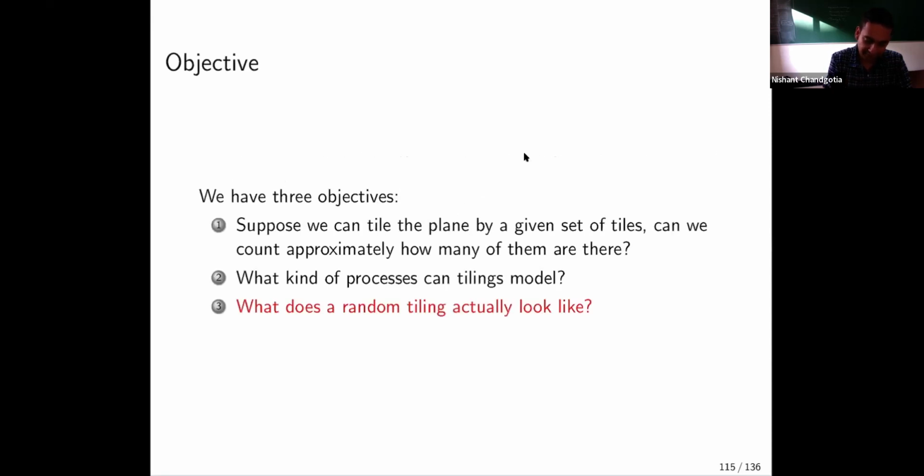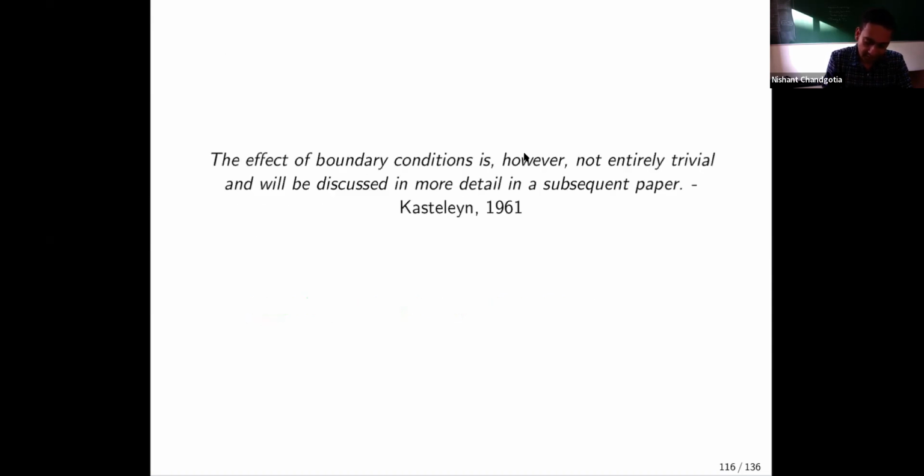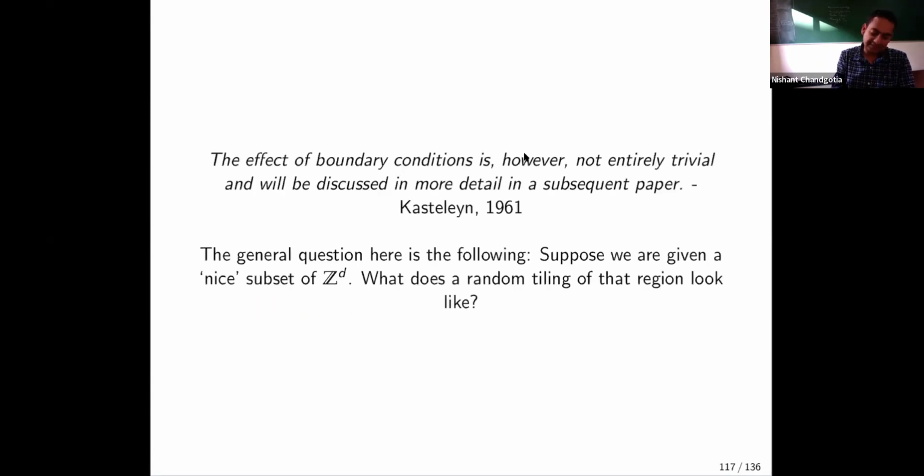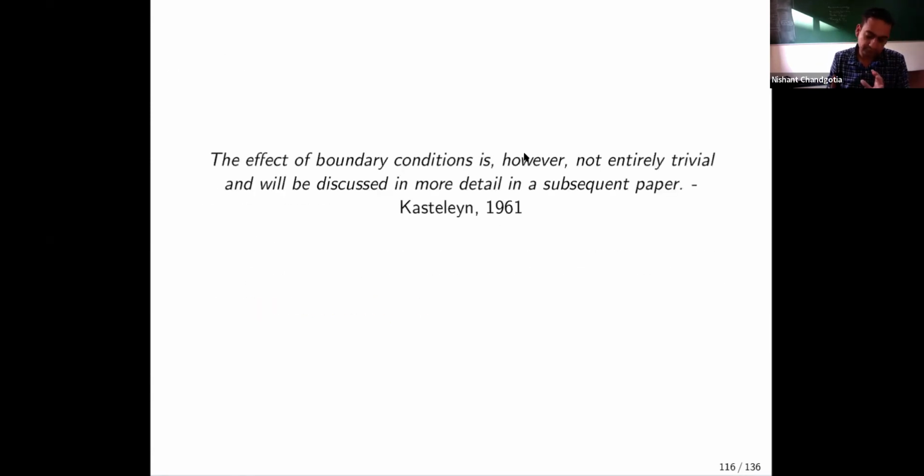I'll go to this question where I just wanted to show some pictures. So the question here is essentially the following. You take a certain region and you know that it can be tiled by dominoes. Now the question we want to ask is, what does a random domino tiling actually look like?